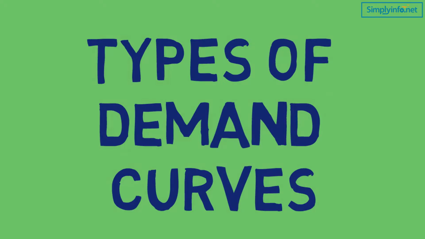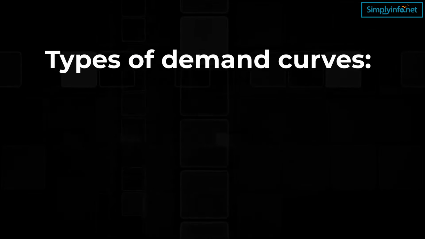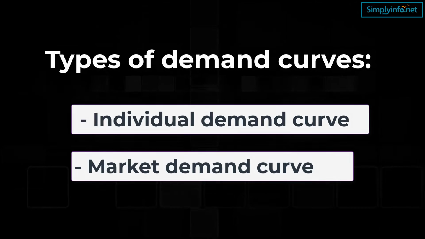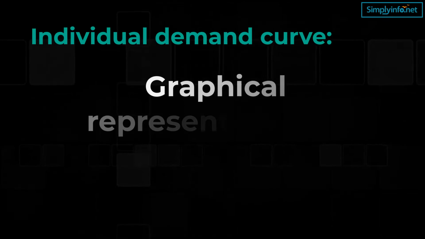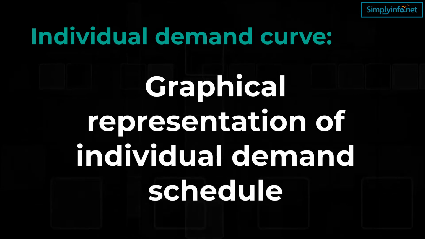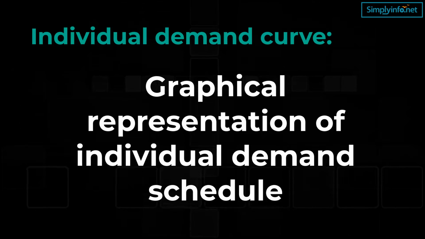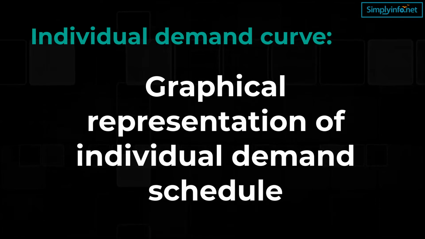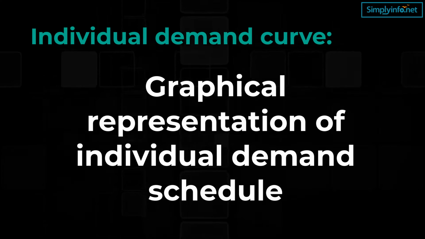Types of demand curves: individual demand curve and market demand curve. Individual demand curve. It is a visual or graphical representation of individual demand schedule. Individual demand curve is a curve that shows the different quantities of a product demanded by an individual customer.